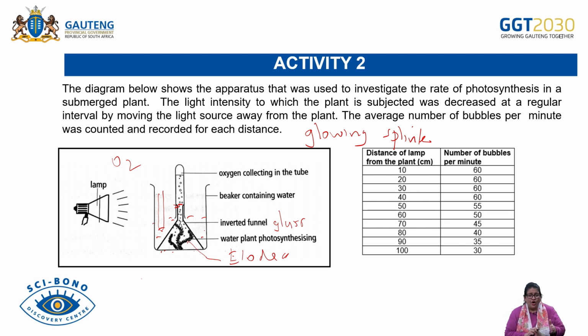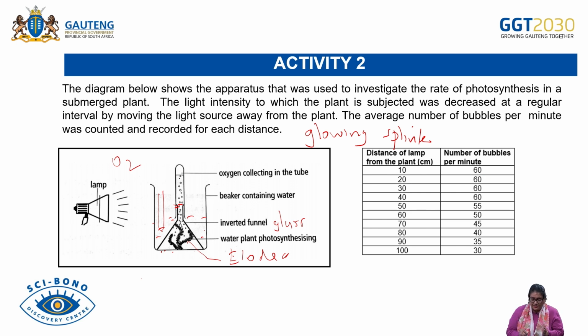Because remember, oxygen is produced in the light phase, which requires light. That's where oxygen as a product of photosynthesis is produced. Now let us look at this table of data. Here they are telling you that at the distance of the lamp from the plant, when the lamp is 10 centimeters, that means very close. 10 centimeters is quite close to this apparatus. There were 60 bubbles of oxygen recorded.